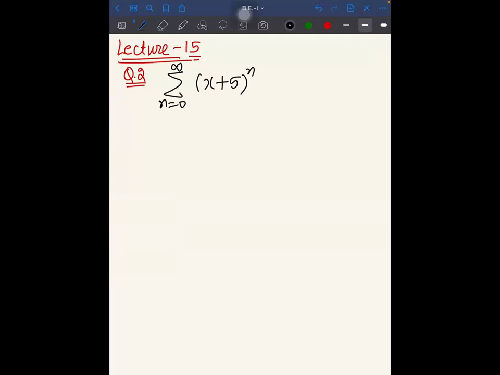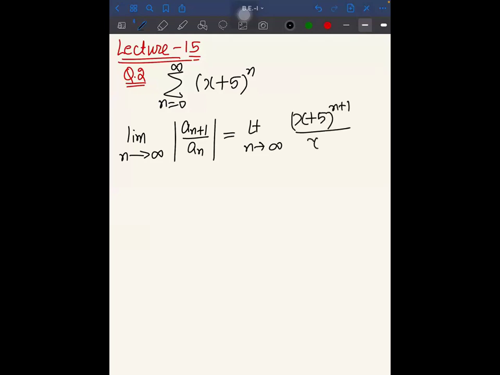So now we want to determine the radius of convergence of this. In order to do that, we'll of course start with the ratio test. So we'll first calculate limit n tends to infinity u n plus 1 upon u n, or I would say a n plus 1 upon a n, because we have reserved u n for alternating series. However, it doesn't matter. You can take any symbol. So it will become x plus 5 raised to power n plus 1 upon x plus 5 raised to power n, and you will take the mod of that.